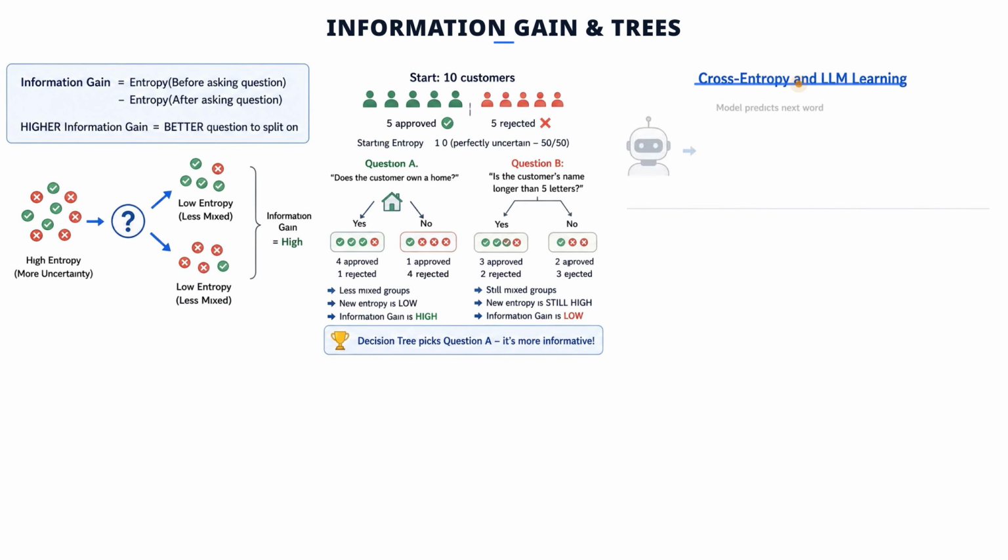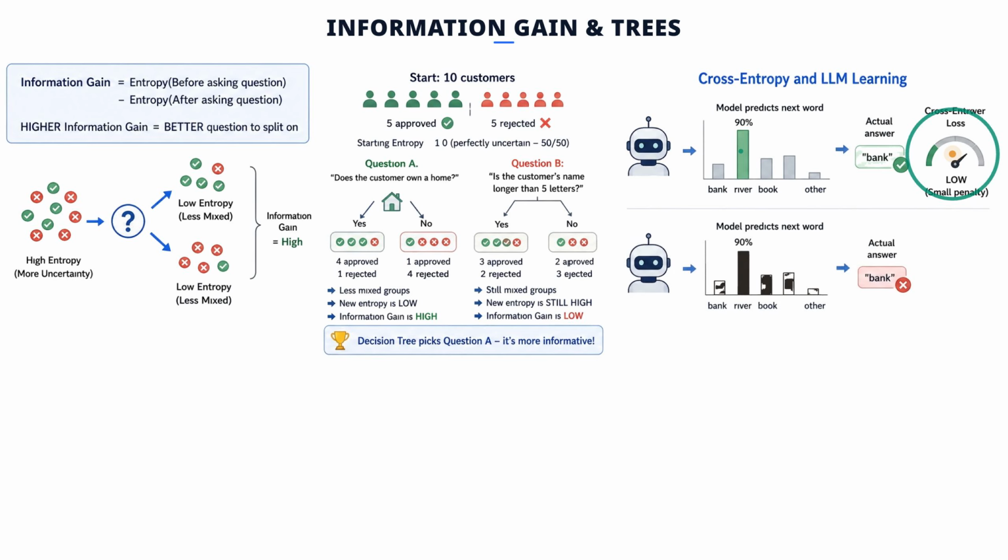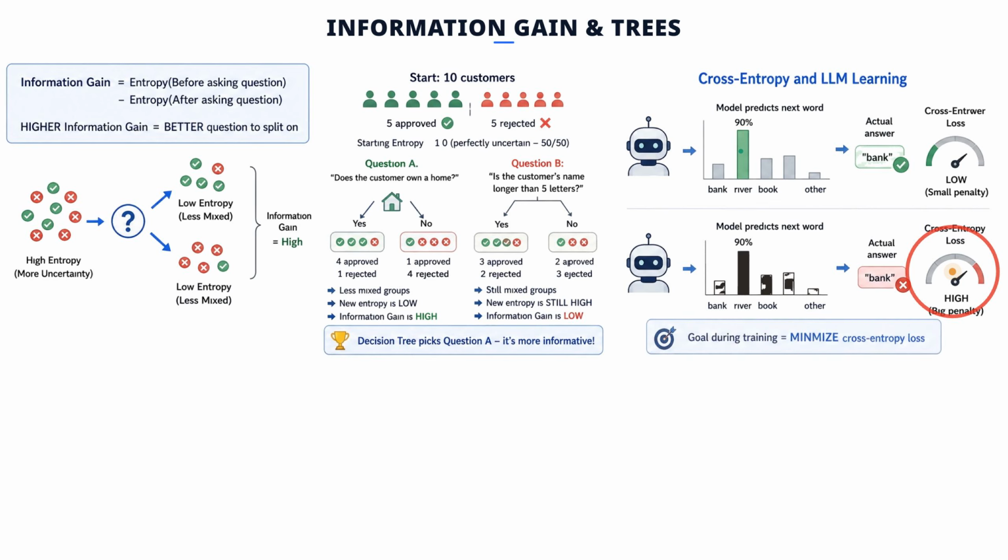If the model is predicting the next word and predicts bank with 90% confidence when the actual answer is indeed bank, the cross-entropy loss is very low. It receives a small penalty. But if it makes a bad prediction and misses the actual answer, the loss skyrockets, resulting in a large penalty. During training, the AI's primary goal is to minimize this cross-entropy loss, to improve its accuracy.